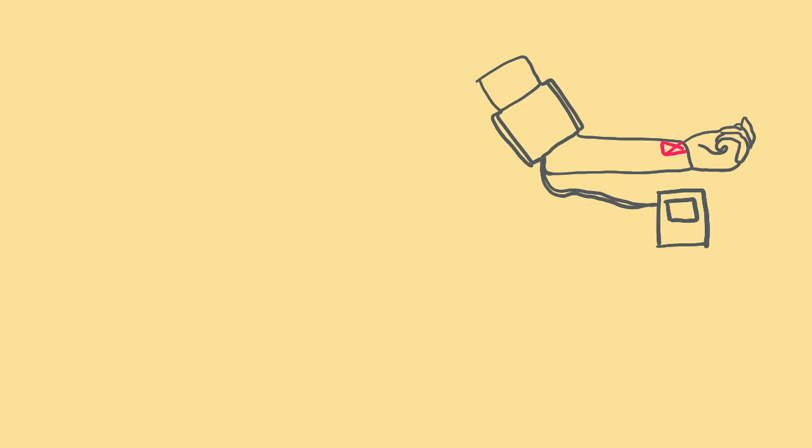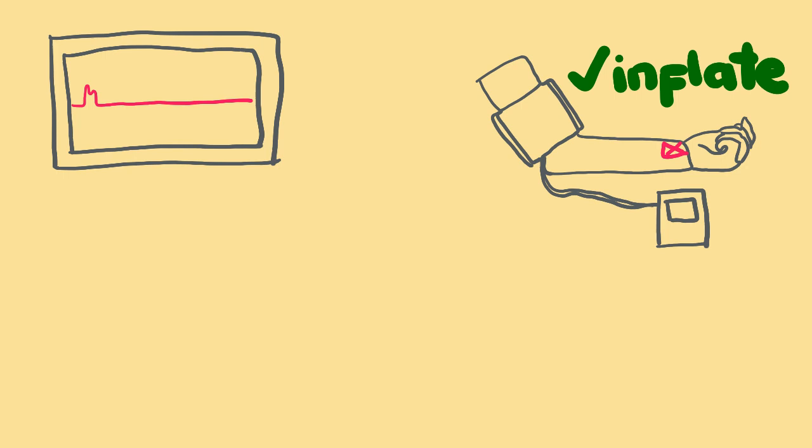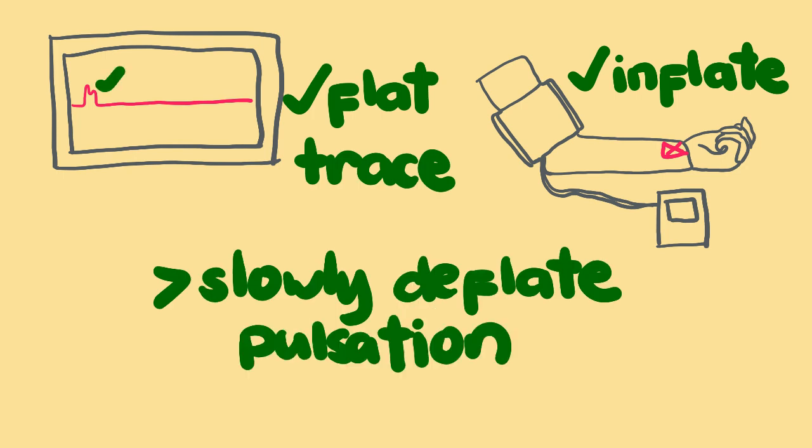Looking to simplify checking arterial waveform accuracy, attach a manual blood pressure cuff to where the arterial line is in situ. Inflate the cuff until the arterial trace is flat. Then slowly deflate until pulsation is seen on the arterial trace. The pressure shown in the manometer is the true systolic blood pressure.